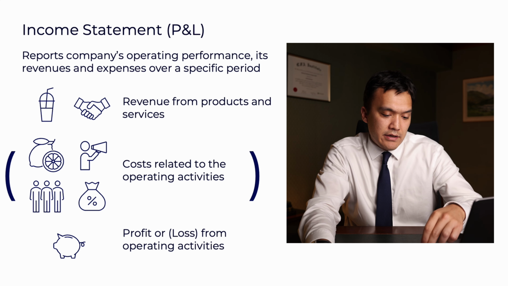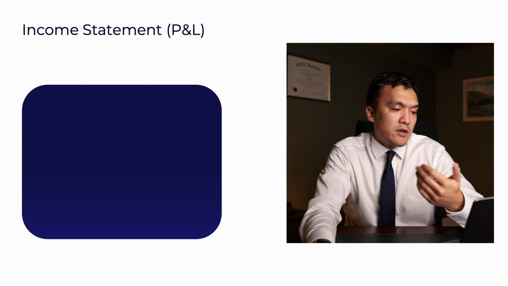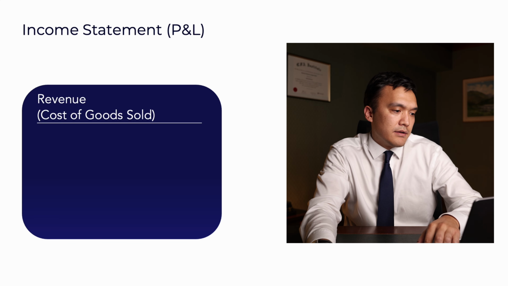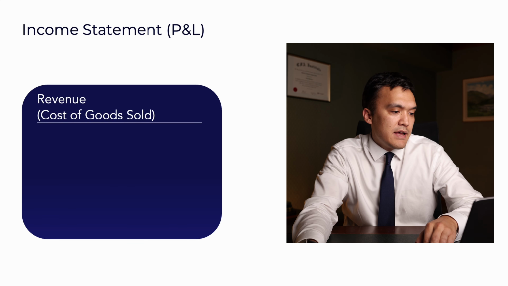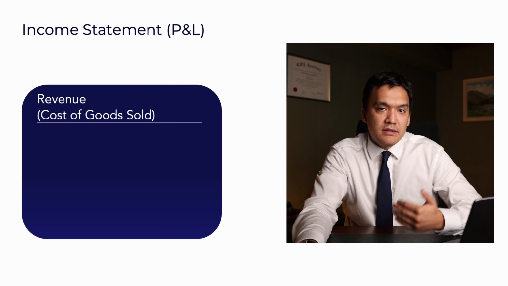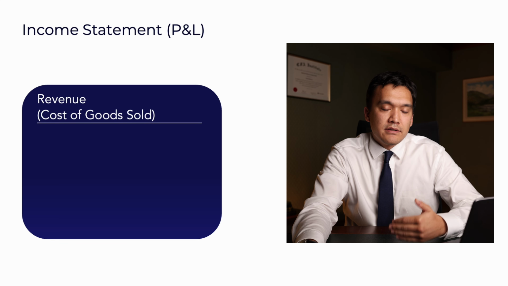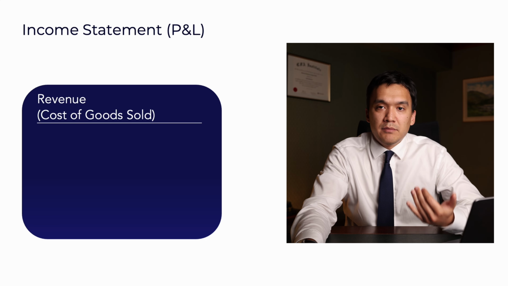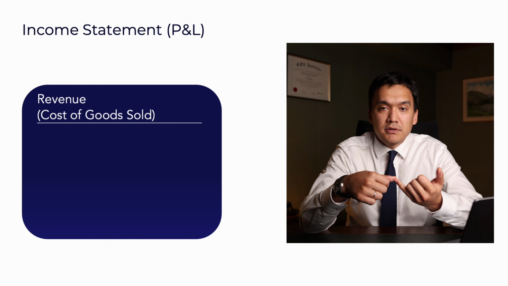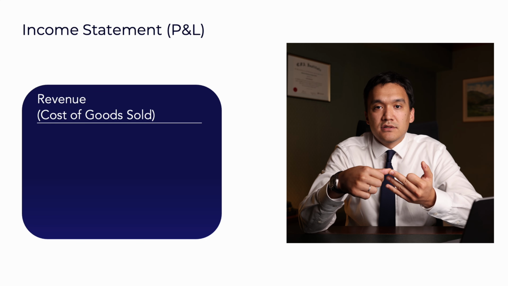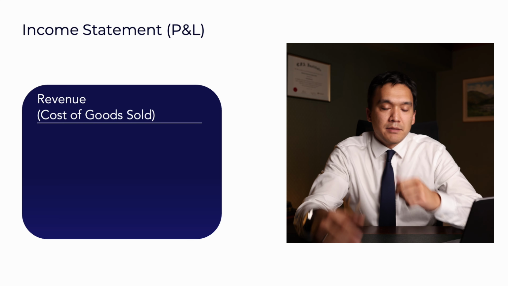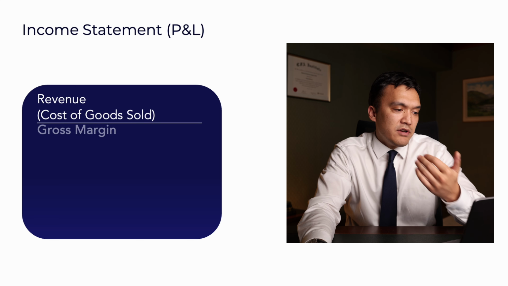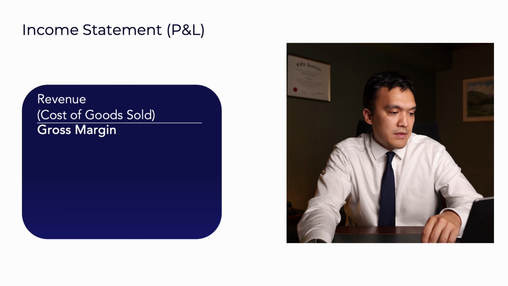Now let's have a look at how the income statement looks. At the top we have revenue from our products and services, and then we have cost of goods sold. These are expenses related to making the product or service. So for example, for our lemonade business, this would be lemons, oranges, and celery, and expenses for the person who is making the lemonade. And after we deduct our costs from revenue, we get our gross margin.